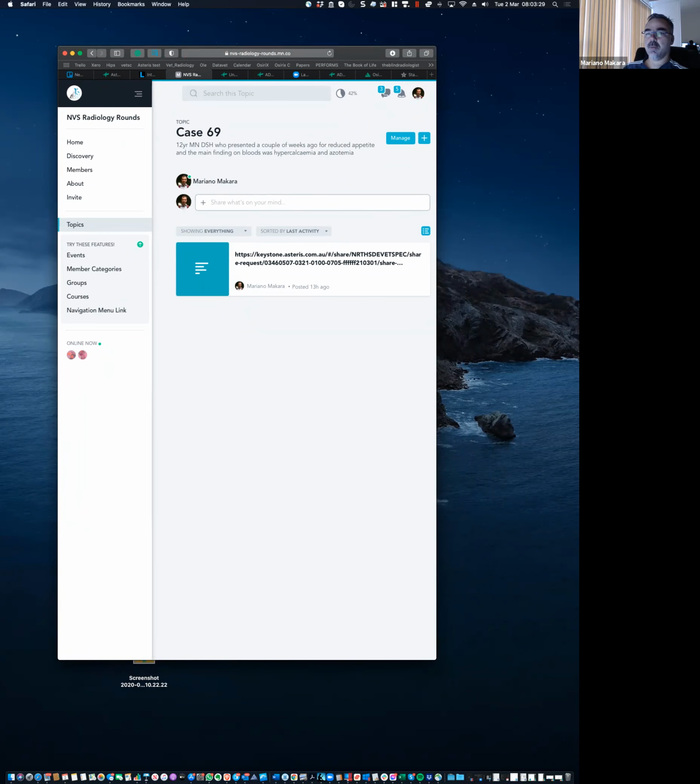I will open the images in a minute, but otherwise, it's an older cat presented a couple of weeks ago for reduced appetite, and the main finding on blood was hypercalcaemia and azotaemia. I think it went through an abdominal ultrasound and they found something abnormal, and based on that they decided to do a thoracic study, and that's what we are going through today. So let me bring the case.